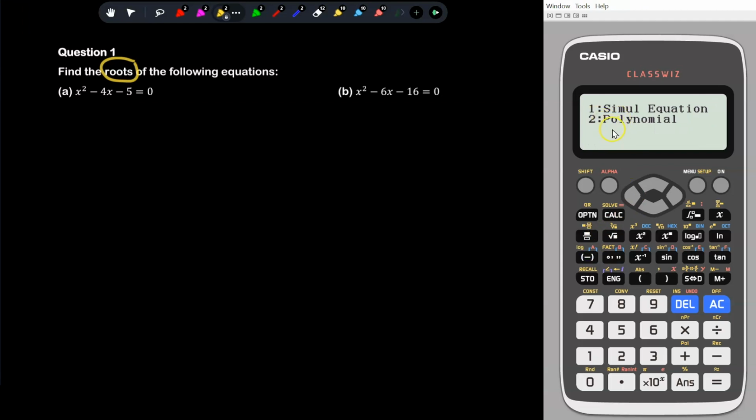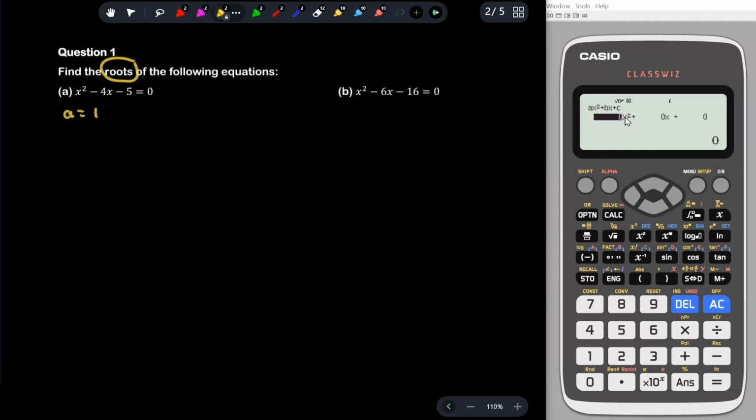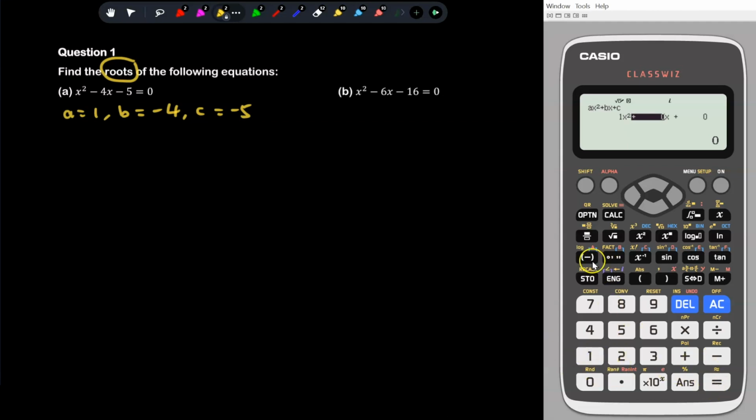We're going to choose polynomial because it's not simultaneous equation. If it's simultaneous equation, it means there will be two equations given. So this is a polynomial, and then we press 2, and then the degree is 2 because the highest power is 2. Now our A, B, and C, we're going to sub in the A, B, C inside. For the first one, the A is equal to 1, the B is negative 4, and the C is negative 5. So we key in 1, and then negative 4, and then negative 5. So we will get the roots.